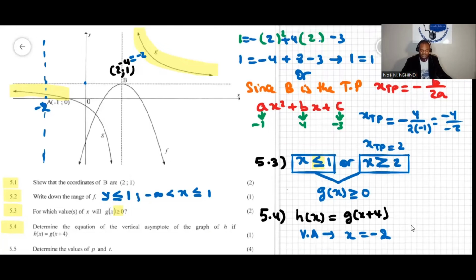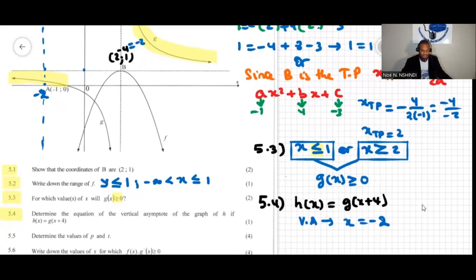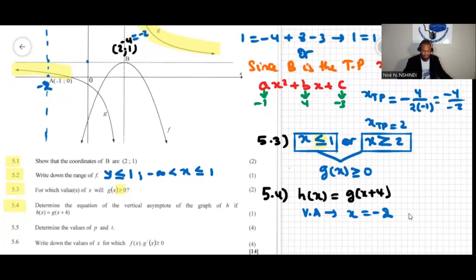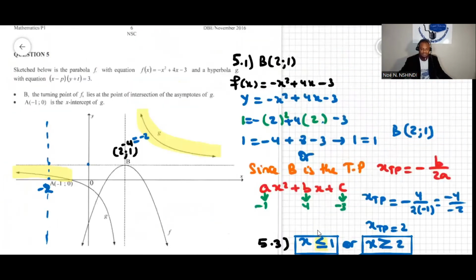Now, the other question is question 5.5. The question says, determine the value of P and T. Well, P and T are over here.